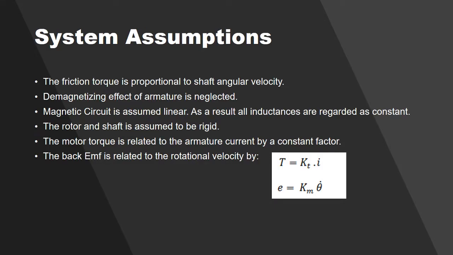So our system assumptions can be seen here. We need friction torque proportional to the shaft angular velocity. The demagnetizing effect will just be neglected. Our magnetic circuit is assumed linear. The rotor and shaft are assumed to be rigid. The motor torque is related to the current of the armature by a constant factor. And lastly, the back EMF is related to the rotational velocity by the equations here.